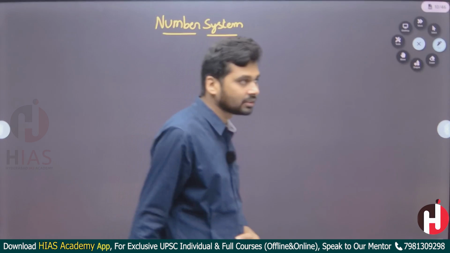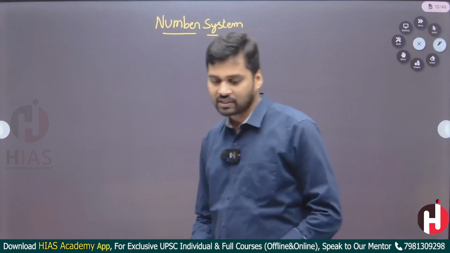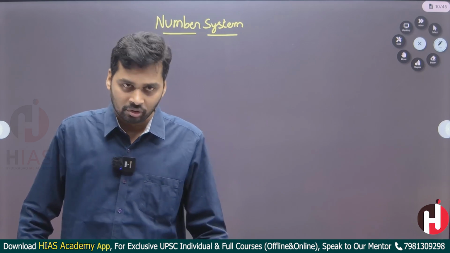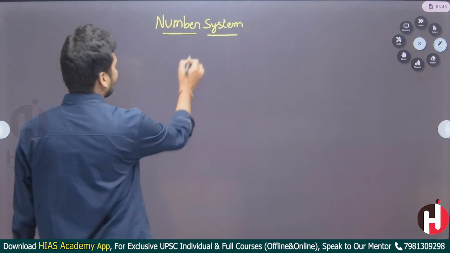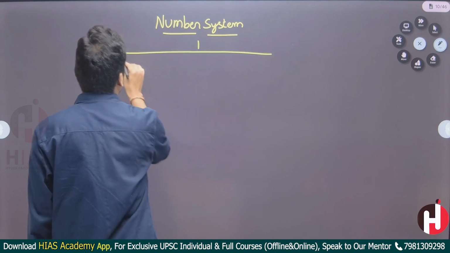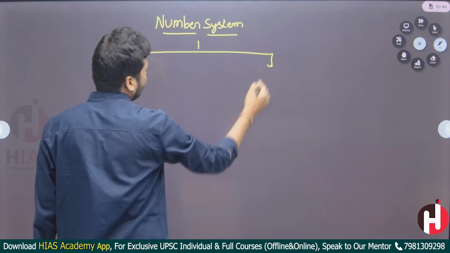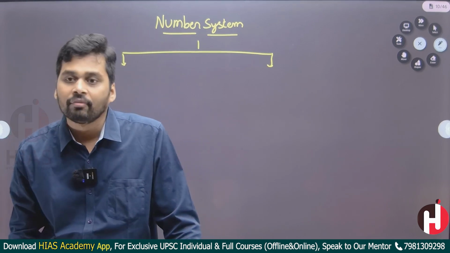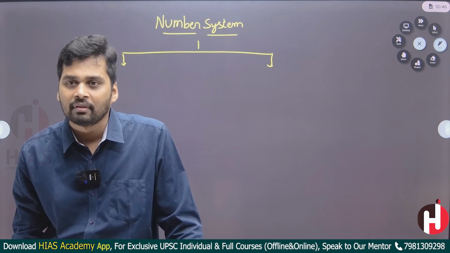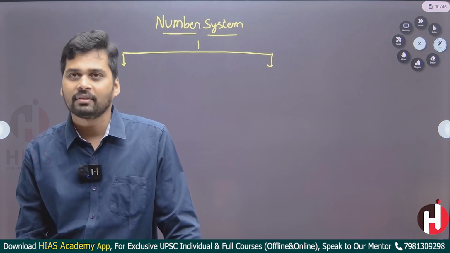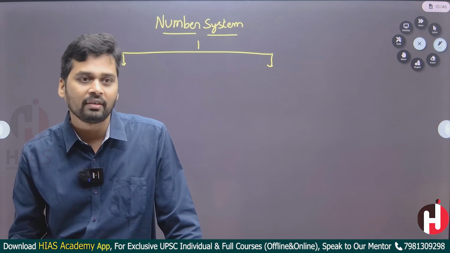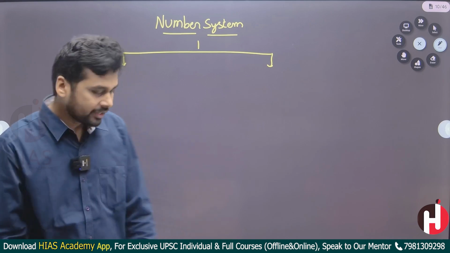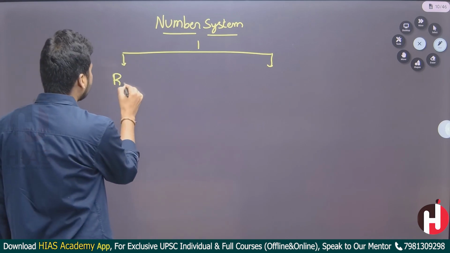Let's start with the number system. With numbers, first we go with the classification of numbers. So what are the major classifications of numbers? What types of numbers do we have? Like natural numbers and whole numbers. Yes, right. So it starts with the basic classification, which is real numbers.